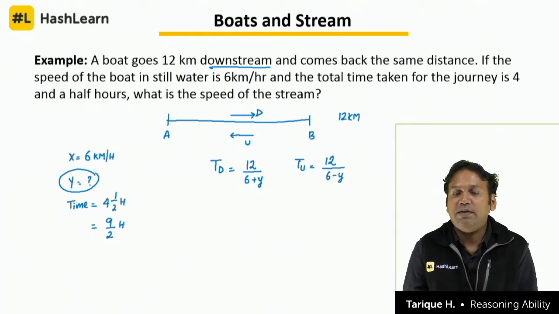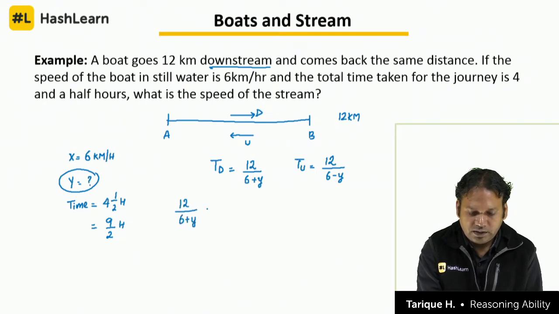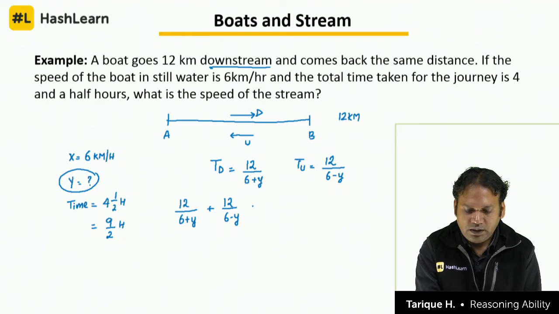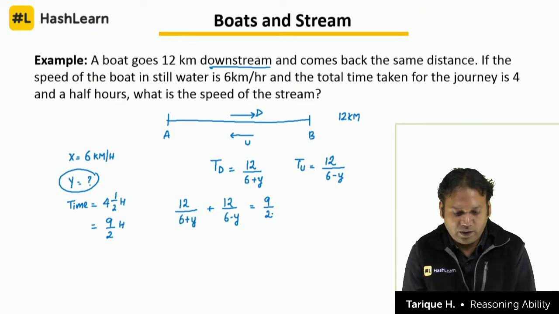Time taken to go downstream plus time taken to go upstream. Now, total time: 12 by (6 plus y) plus 12 by (6 minus y) is equal to 9 by 2, and we have to find out what is the value of y.